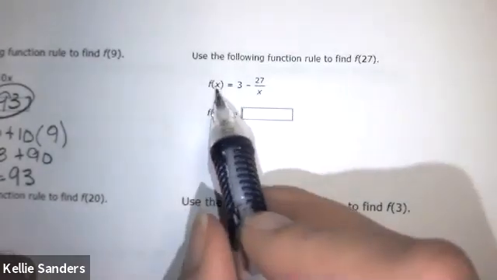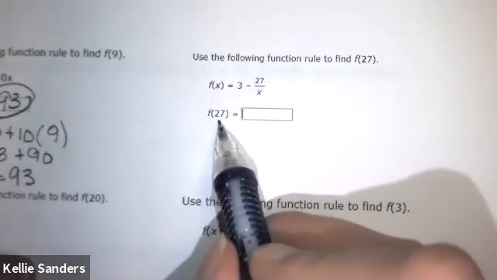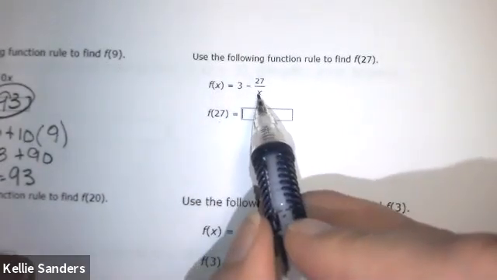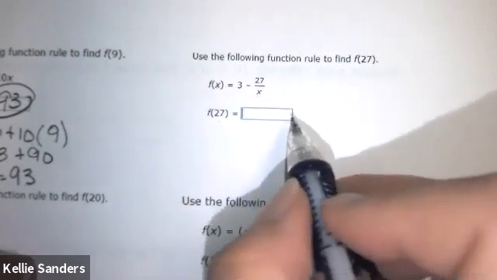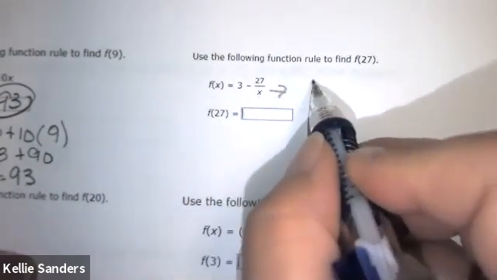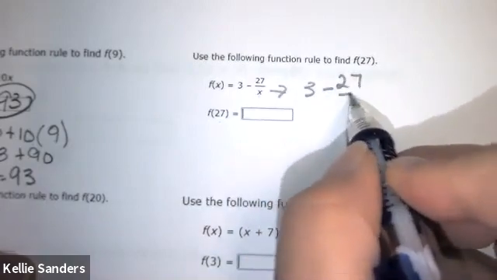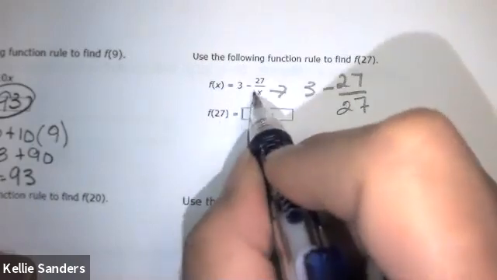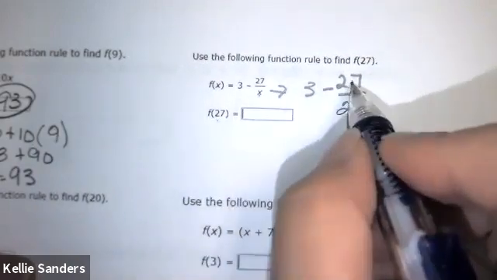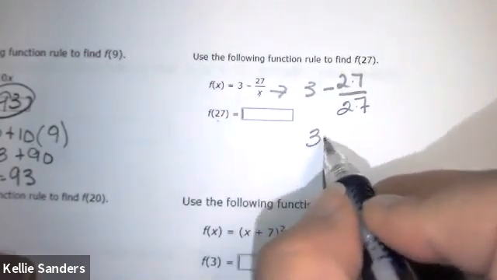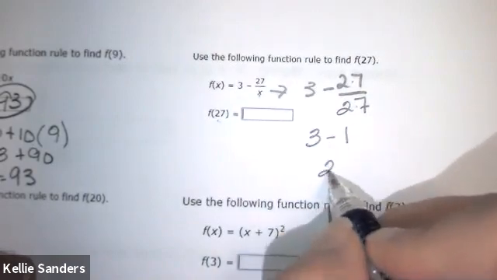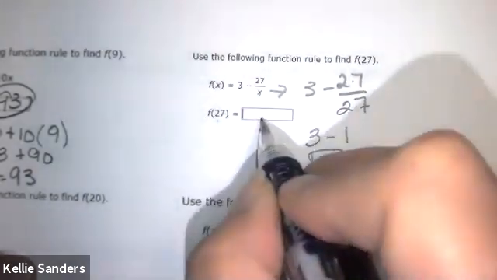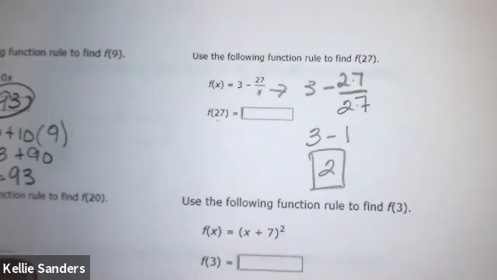Okay, so what's going to replace the x? The 27. So everywhere there's an x over here, we're going to put a 27 in its place. So the 3 stays. The 27 on top stays. And that x is replaced with 27. Well, 27 over 27 is 1. So 3 minus 1 is 2. 2 is your answer.